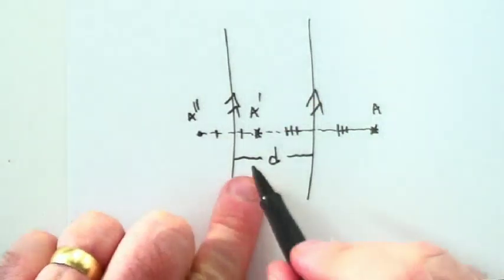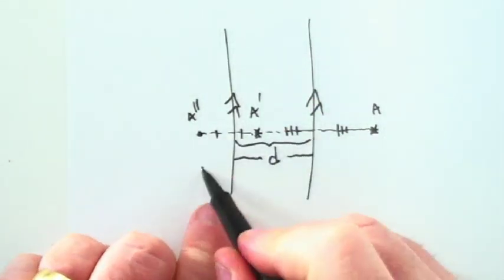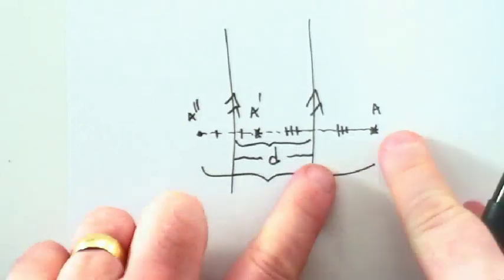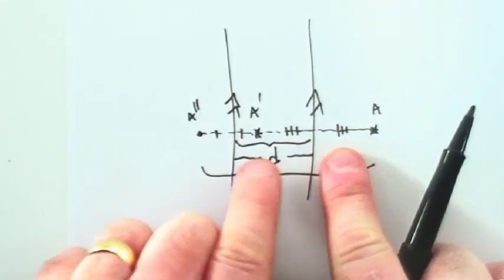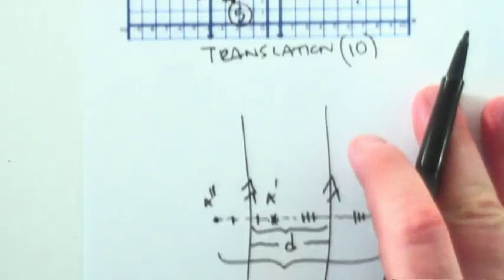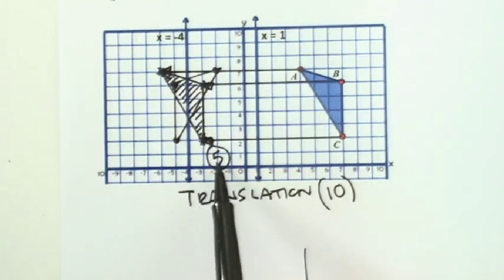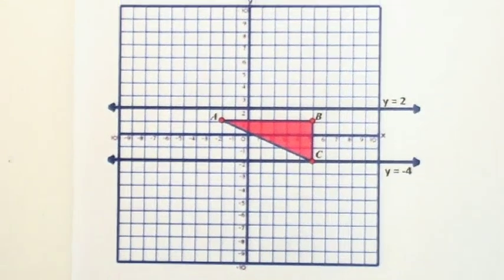Now notice what's taken place. This distance gets doubled because the first reflection doubles that amount and the second reflection doubles that amount. So the distance between the parallel lines will always be half of the total translation distance. Let's try a couple more quickly, going in a different direction a little bit here.